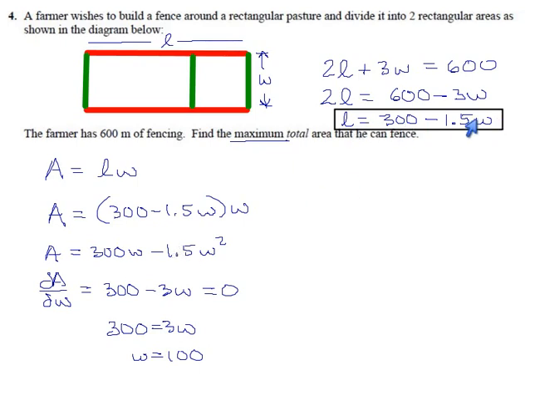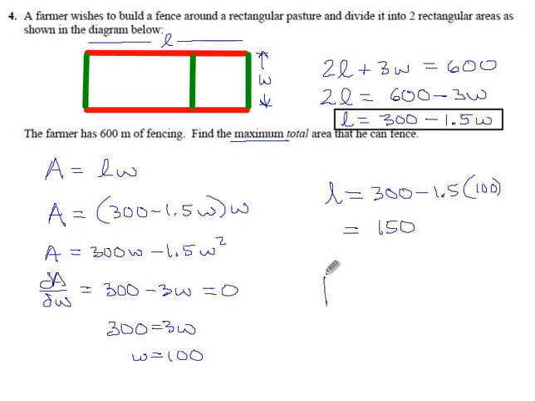And if you want the length, this formula is all set up to find it for you. The length is 300 minus 1.5 times, we know what W is now. So the length is 150.